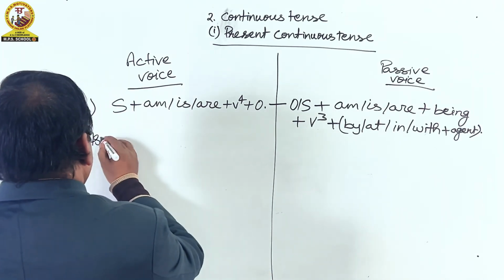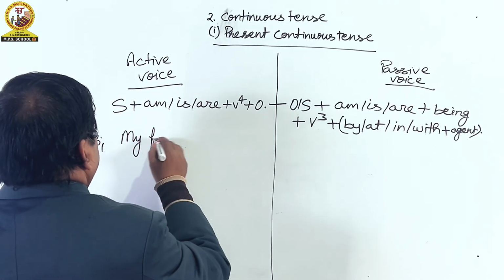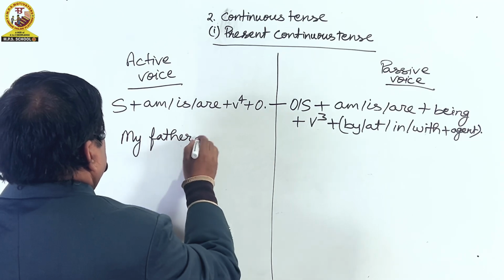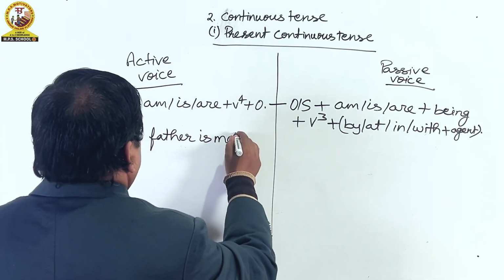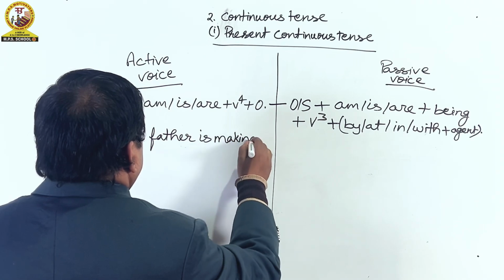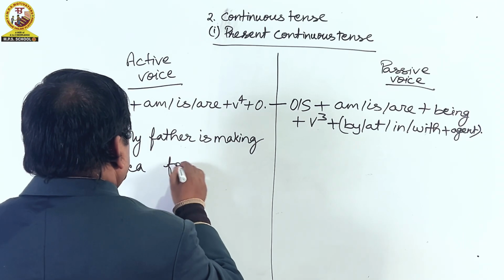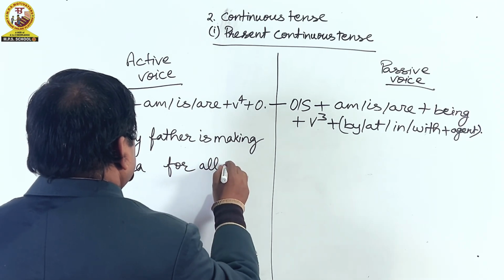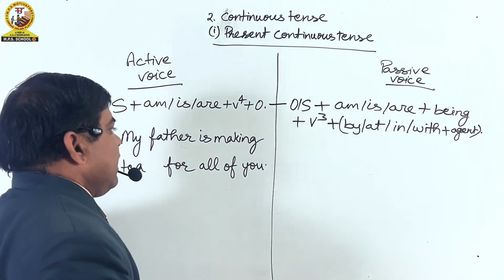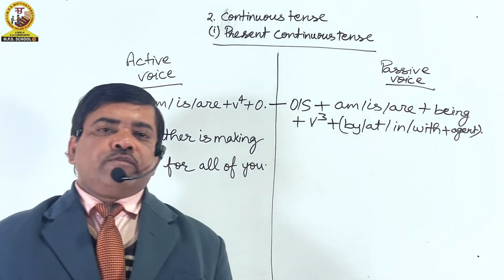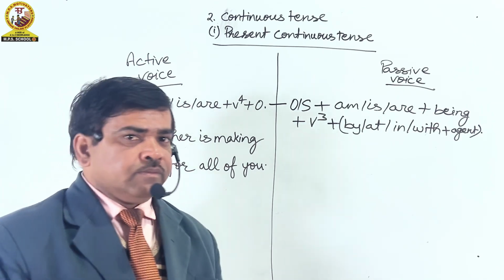For example, my father is making tea for all of you. My father is making tea for all of you. मेरे पिताजी आप सभी के लिए चाय बना रहे हैं.